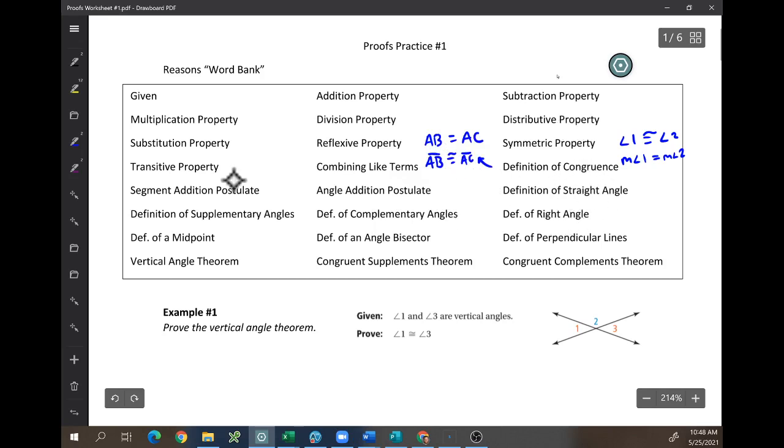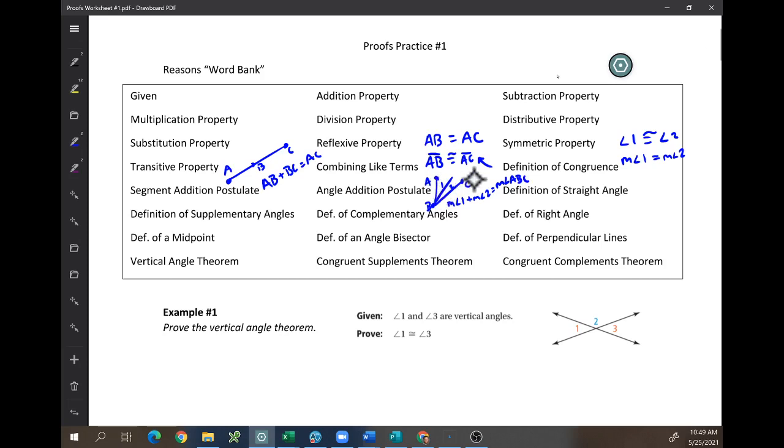Segment addition postulate is pretty easy. It's basically if I have A, B, and C, then I'm saying that AB plus BC equals AC. Notice that I didn't put any lines over it and I didn't use congruent. Angle addition is the same thing. For angle addition, if I had 1, 2, and then A, B, C, I could say that the measure of angle 1 plus the measure of angle 2 equals the measure of angle ABC. Right, so this top angle plus the bottom angle is equal to the overall.